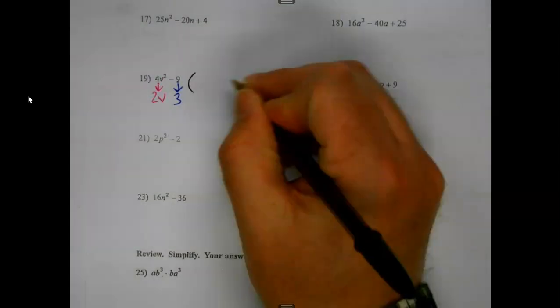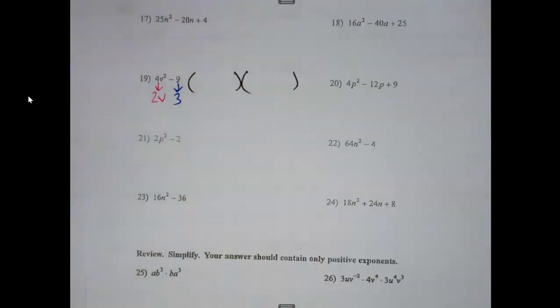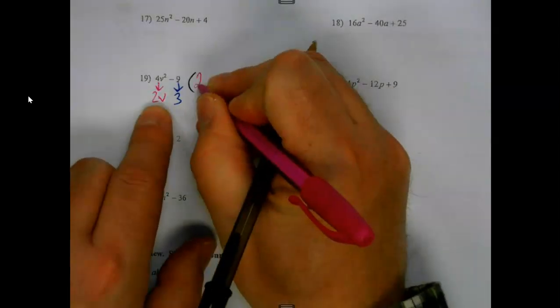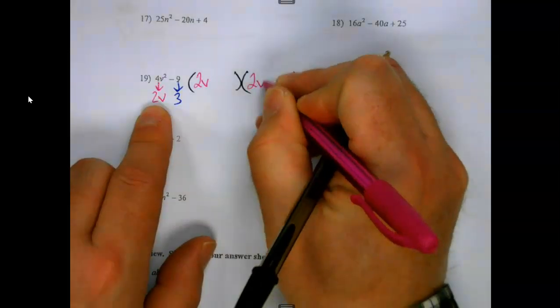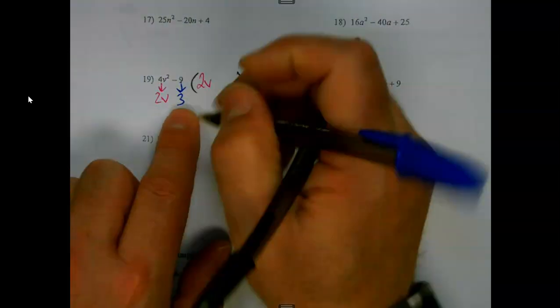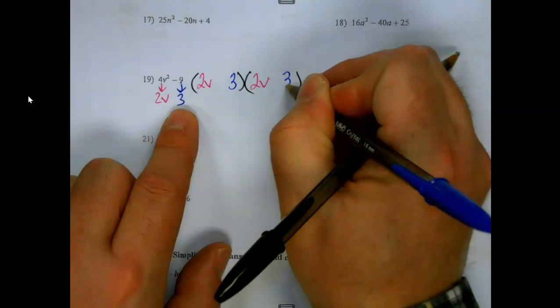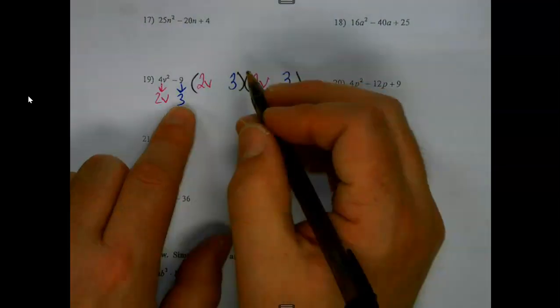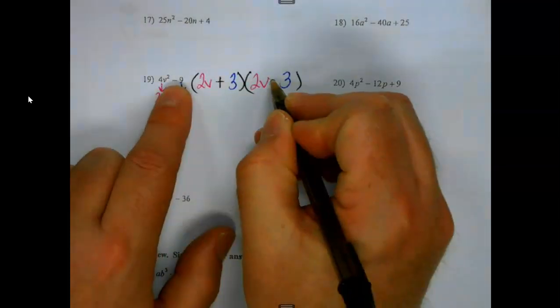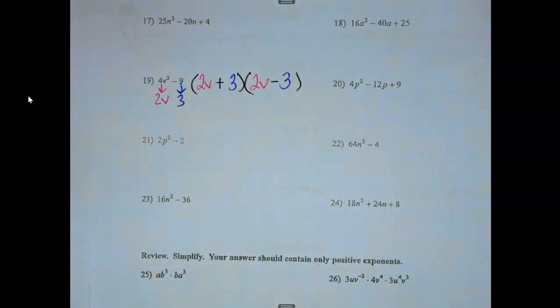So now, all I got to do, if I'm using that pattern that we were just talking about, 2v is my first term in each set. 3 is my second term in each set. And for it to be negative, one's plus, one's minus. That's it. Just a couple of little details to work. But here's where you've got to be careful.